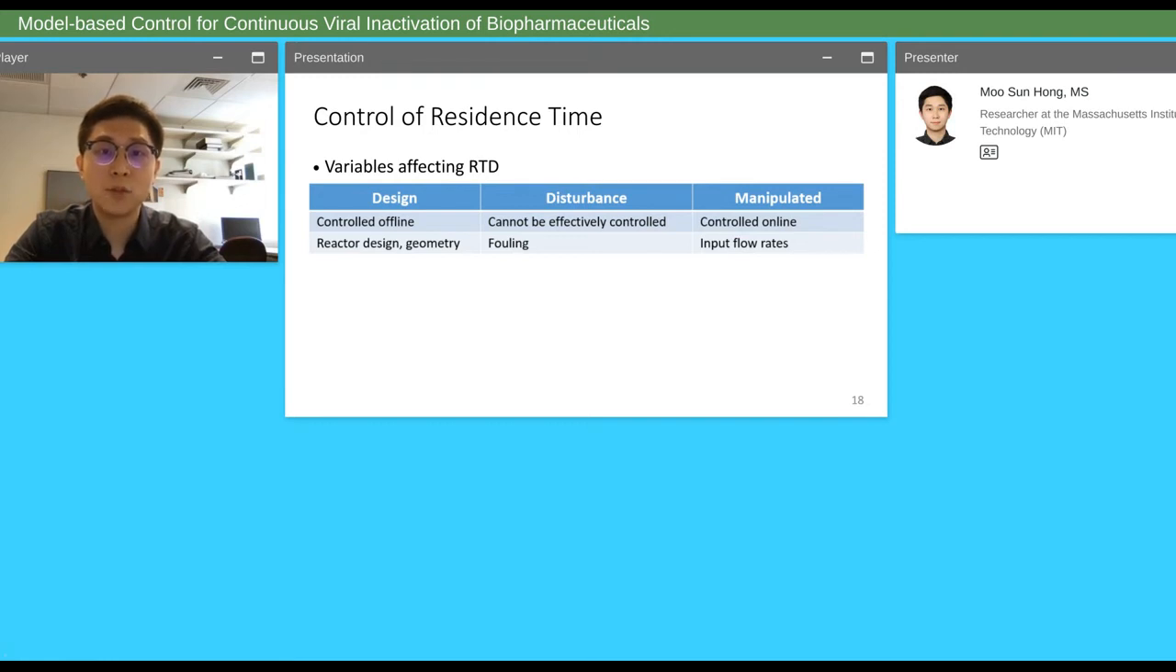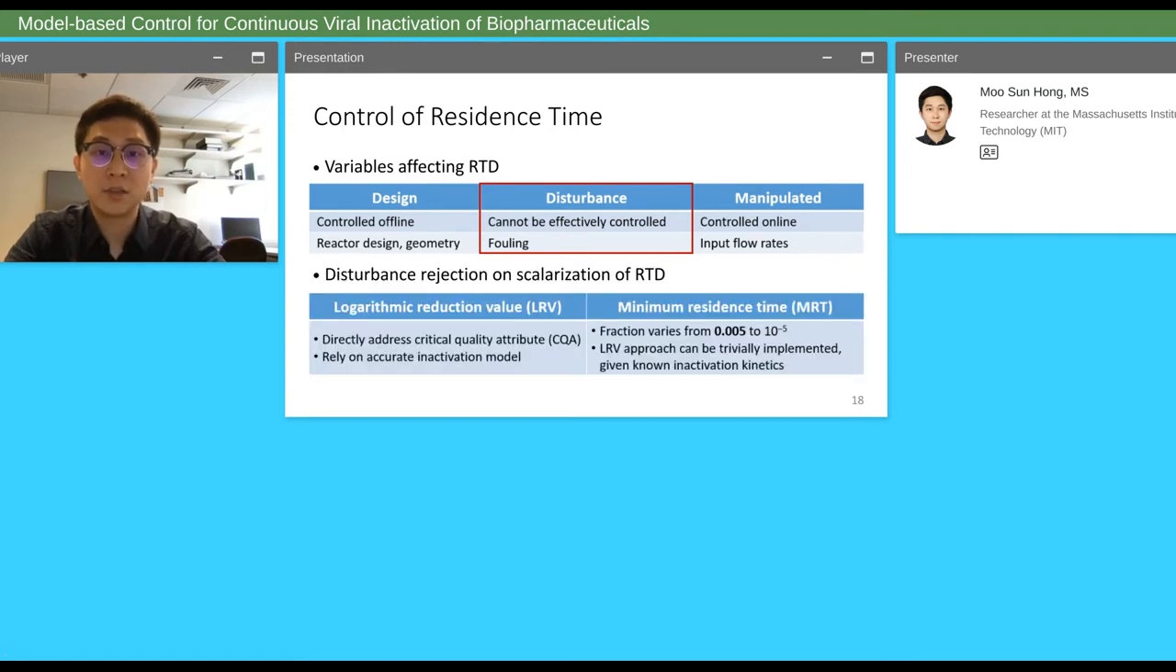While design variables have been explored quite extensively by previous work, disturbance rejection has not been discussed directly. Actually, disturbance rejection is even more important, as these continuous reactors will be operated for an extended period of time in pilot or commercial scale. Because residence time distribution is infinite dimensional, it is impossible to completely reject the disturbance with scalar manipulated variables. So this has to be done on a scalarization of residence time distribution.